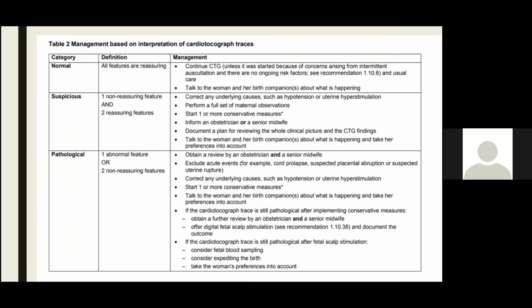So if anyone has any questions, they can put them in the chat box or just say them out loud. There is one question here. I think you did kind of touch on it, but someone asked, is there an automatic alarm for an abnormal CTG?